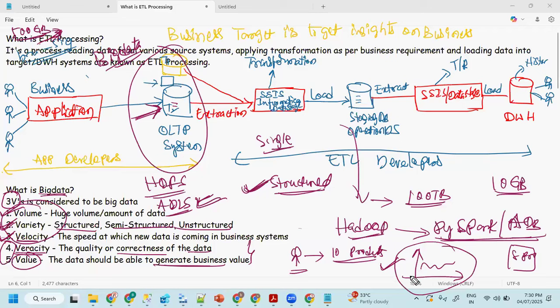So it cannot be a single value. It can be a combination of many things, which gives the value of the business. This particular part will be done by the reporting team, but we are responsible to give the data to the reporting team. So data engineers are responsible.